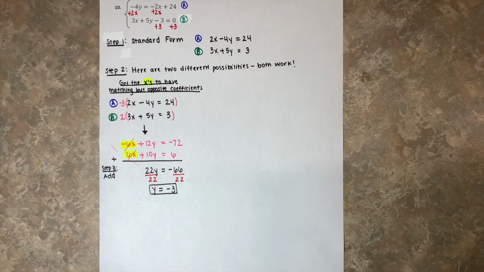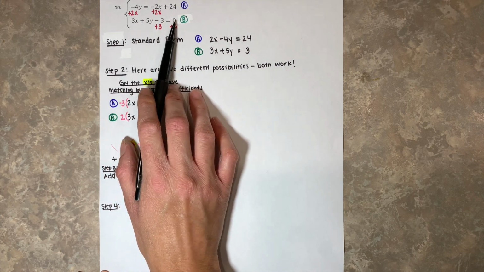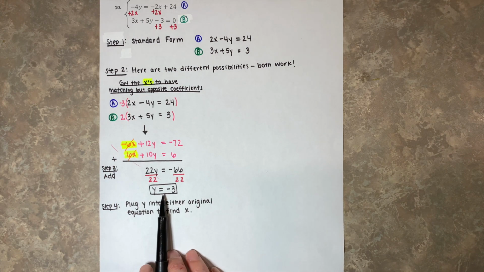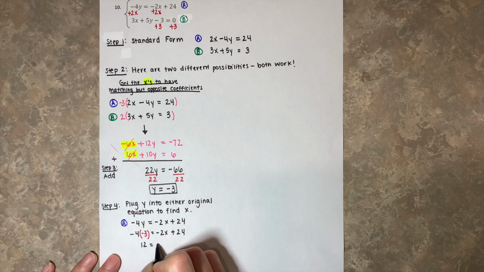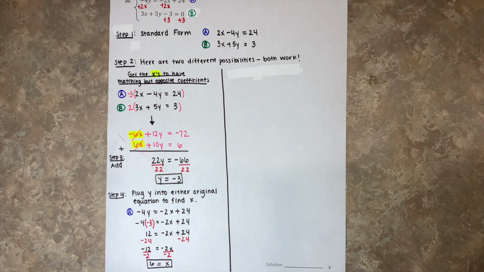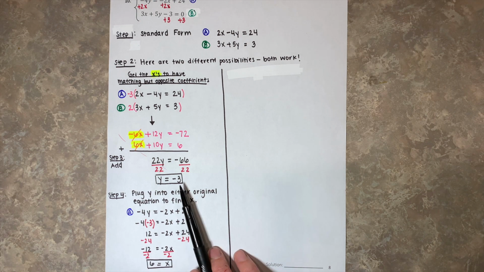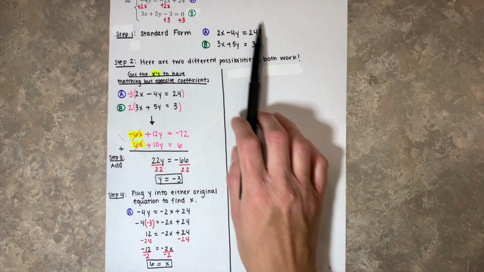Now we found y, so for step 4, we want to plug y into either of the original equations to find x. So I'm going to go ahead and plug y into equation A. And now that I've plugged in -3 in for y into equation A, I'm going to proceed to solve for x. And we end up with x is equal to 6. So we've now solved the problem. We found x and y. But before we move on, let's take a look at a second possible way we could have solved this problem.